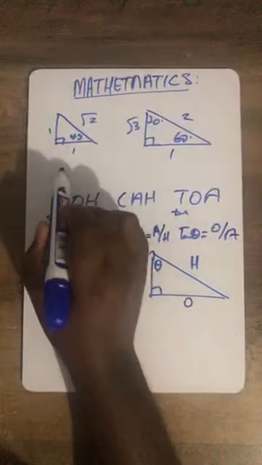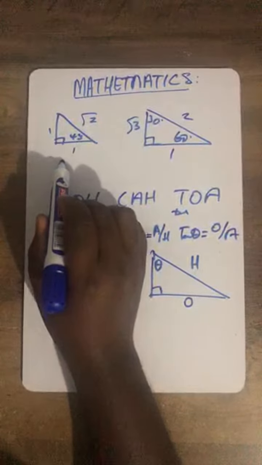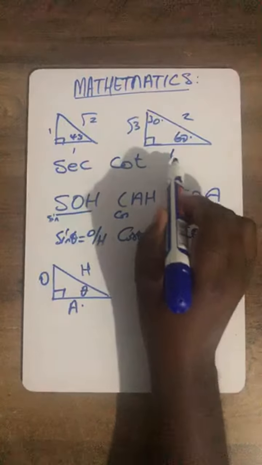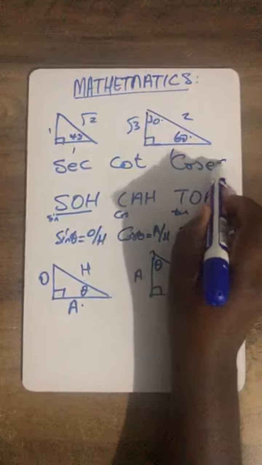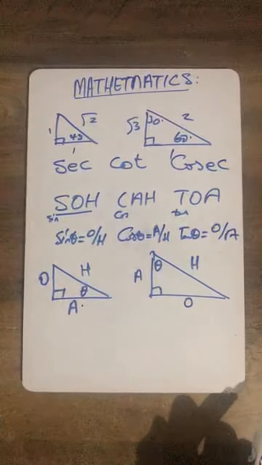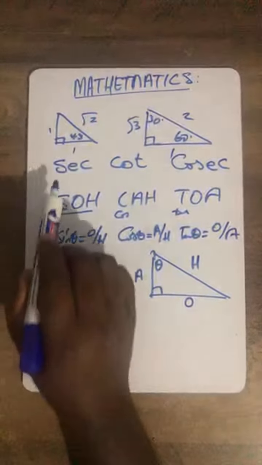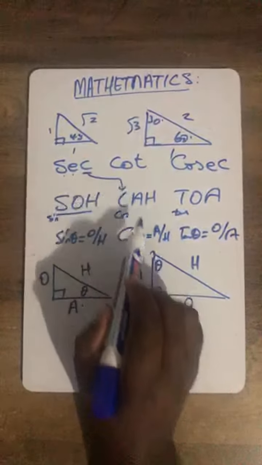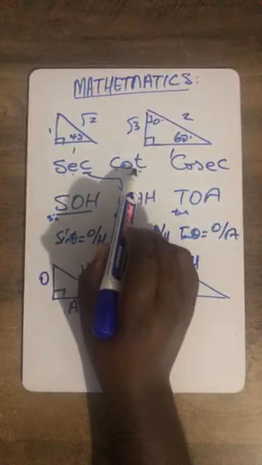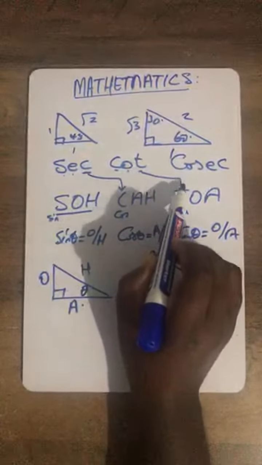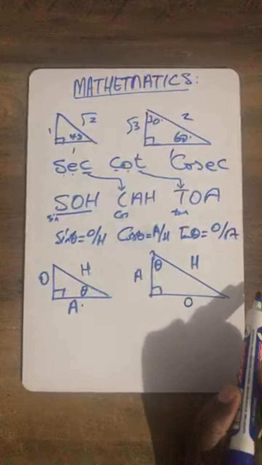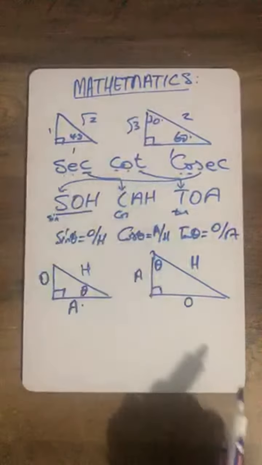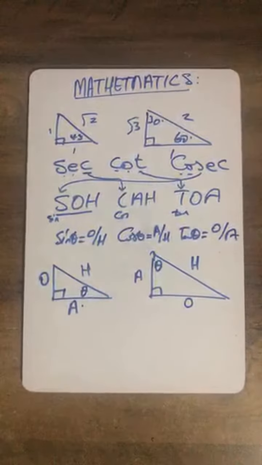Remember, we also said we have what we call sec, cot, and cosec, where we look at letter number 3. So letter 1, 2, 3: C means this is the cousin of cos. 1, 2, 3: T means this is the cousin of tan. 1, 2, 3: S means the cousin of sine.